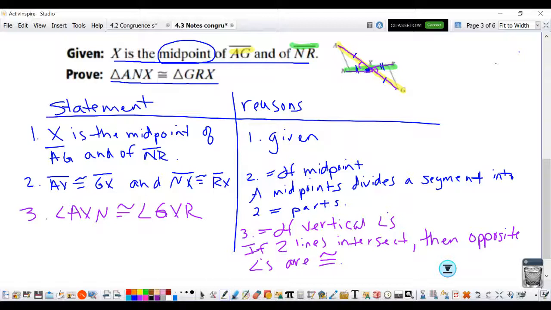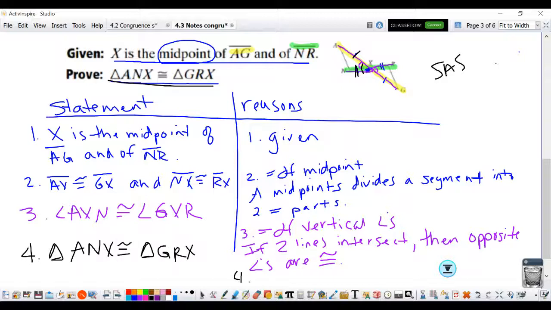Now there's a lot going on in my picture right now, but I can see I have two pairs of sides that are congruent and their included angle. So this would be side, angle, side. That's what I see in my picture. Let me look at my notes to see if that's a shortcut. And it is. So I can say that triangle, I'm just going to copy and paste this congruent statement, ANX is congruent to triangle GRX. How can I say that? Because of side, angle, side.